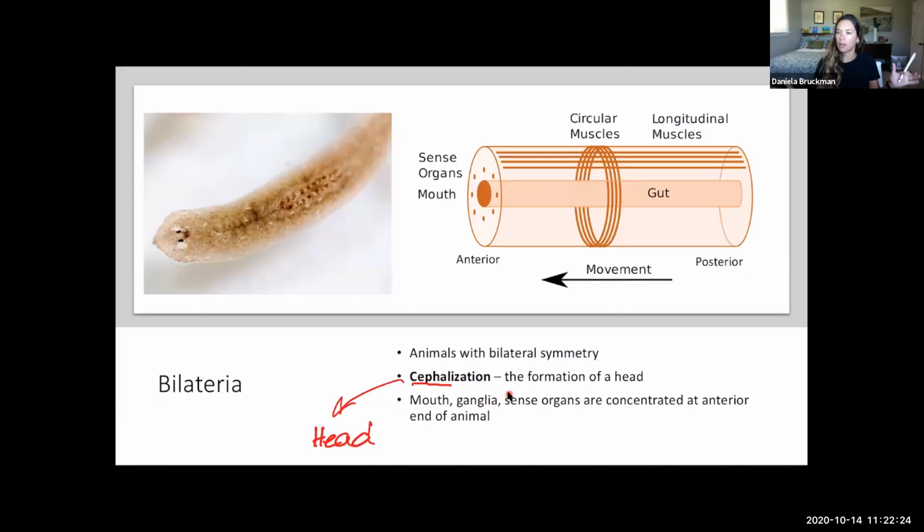Okay, so hopefully that makes sense. Let me know if you have questions about that. And here in this image, we can see that classic tube within a tube structure that I was talking about last time, where the inner tube is the gut, and we've got the body wall as the outer tube. There are several types of muscles that are going to facilitate movement in these bilaterally symmetrical animals, circular muscles or longitudinal muscles.